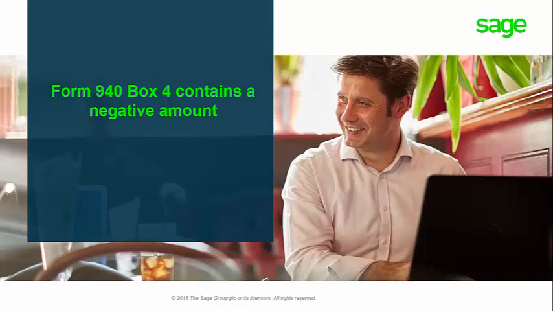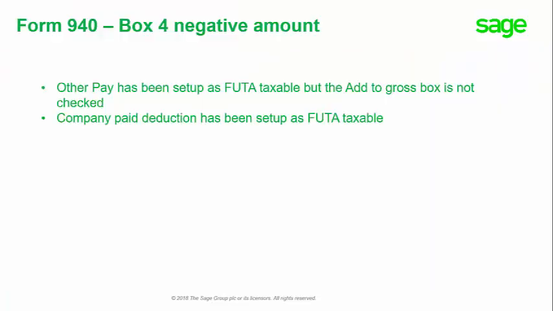Hello and welcome to our tutorial on the Form 940 Box 4 when you see that it contains a negative amount. A negative amount will show in Box 4 of the Form 940 if an other pay has been set up as FUTA taxable, but the Add to Gross box was not checked, or if a company paid deduction has been set up as FUTA taxable.